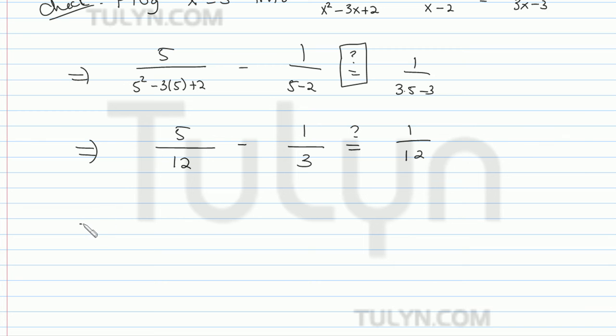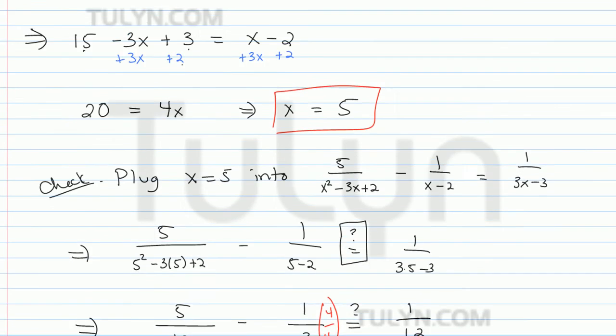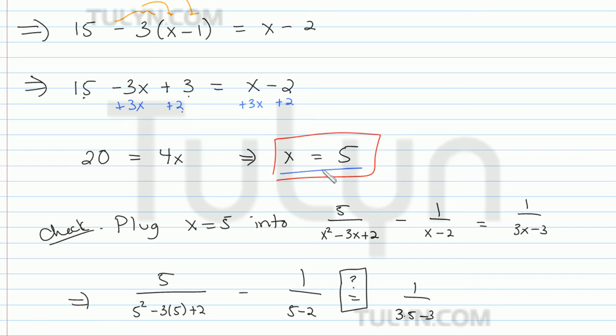So, combining the two fractions on the left, what we want to do is multiply the top and the bottom of the second fraction by 4 so that we can get the common denominator of 12. So we have 5 over 12 minus 4 over 12. And we want to check to see if that's equal to 1 over 12. So combining, we just combine the top and put it under the common denominator. So 5 minus 4 is 1 over 12, which is equal to 1 over 12. So since this checks out, our solution, x equals 5, is correct.